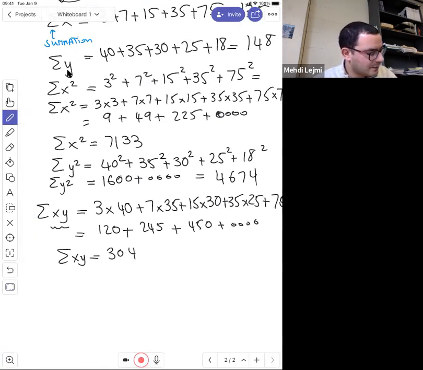Then we take the sum, and this sum is supposed to be equal to 3040. All right, we are done with the first steps. We are supposed to compute these numbers.